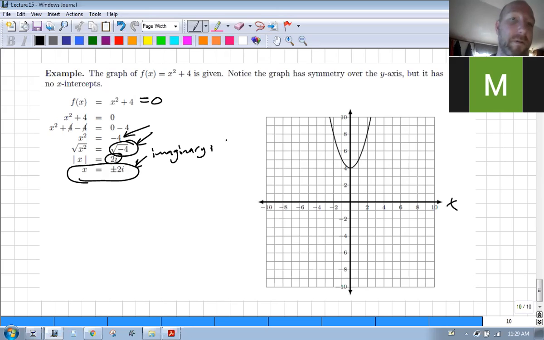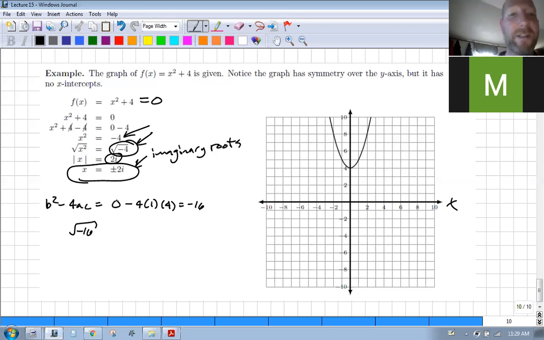Imaginary roots. Remember your discriminant, b squared minus 4ac. In this case, b is 0, a is 1, and c is 4. This is negative 16. If you take the square root of negative 16, you have an imaginary number. So the discriminant is negative, so you have imaginary roots. So this thing does not cross the x-axis.